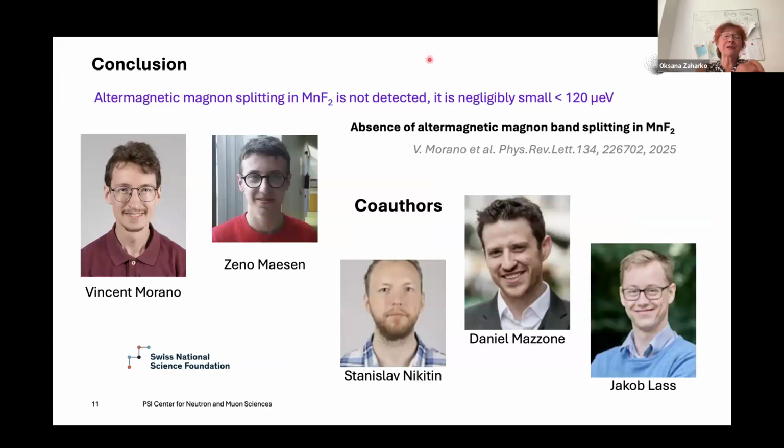So we managed to publish that information, and Vincent Morano, who is the main author, the principal investigator, named it really straightforwardly: absence of altermagnetic magnon band splitting in manganese fluoride. But for sure, one should say it was not detected with our resolution. If the resolution were 100 times better, for sure we might be seeing that.